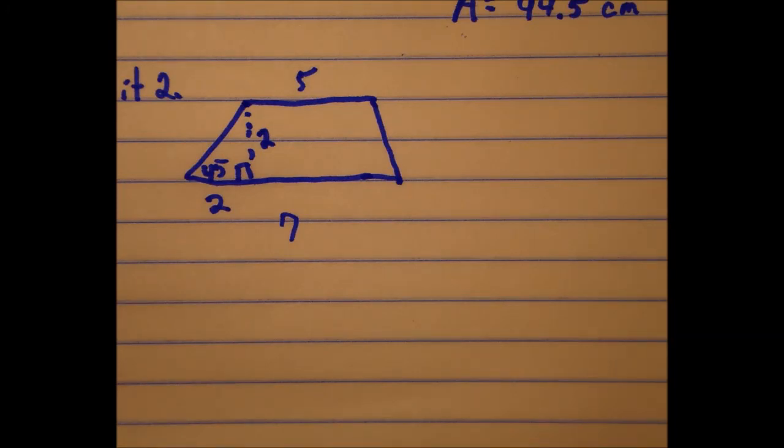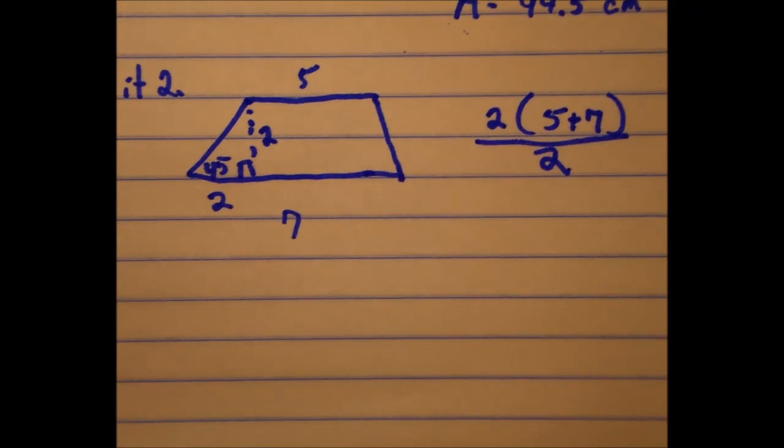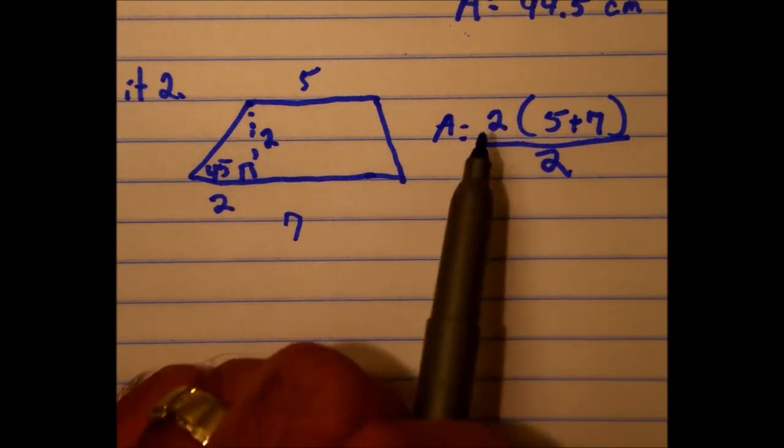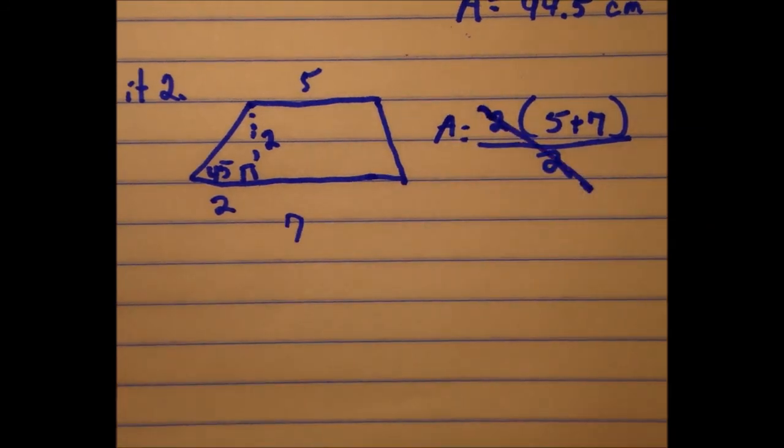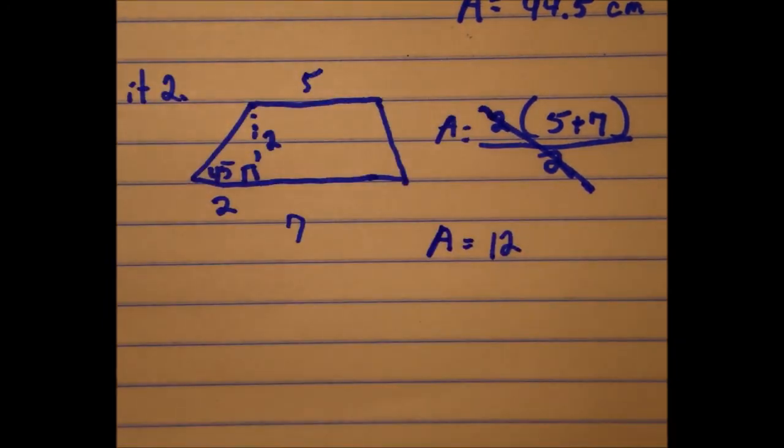Now this one happens to be a little bit easier because you now have the height. So if you want to find the area, now I'm just plugging in numbers. So it's 5 plus 7, and I'm multiplying by 2 and dividing by 2. So this is the formula. Area equals height times base 1 plus base 2 divided by 2. Well, here's the neat thing. What happens with these 2's? They cancel out. So your area is 12, and in this case, don't forget, meters squared.